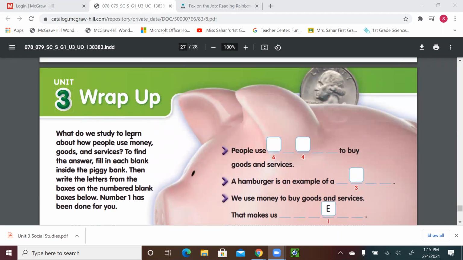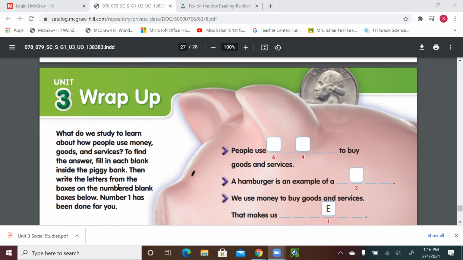All right. Let's see. What do we study to learn about how people use money, goods, and service? To find the answer, fill in each blank inside the piggy bank. Then write the letters from the boxes on the numbered blank boxes below. Number 1 has been done for you.